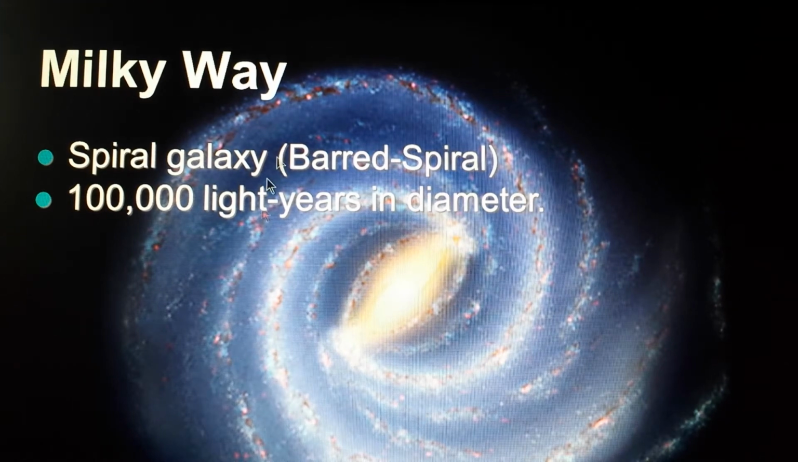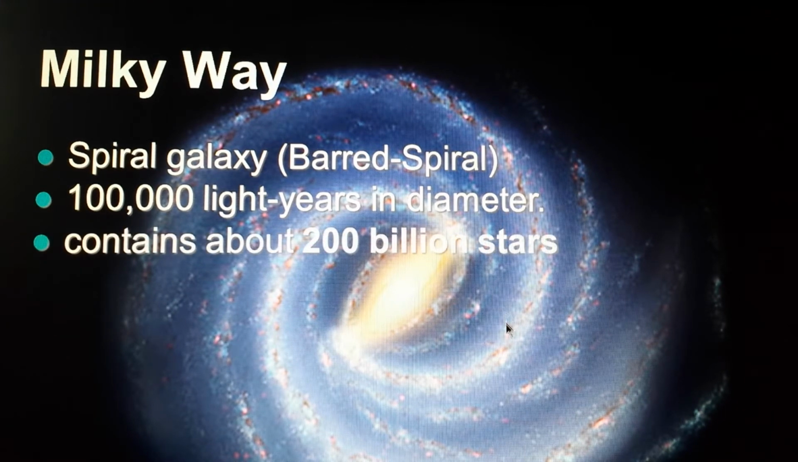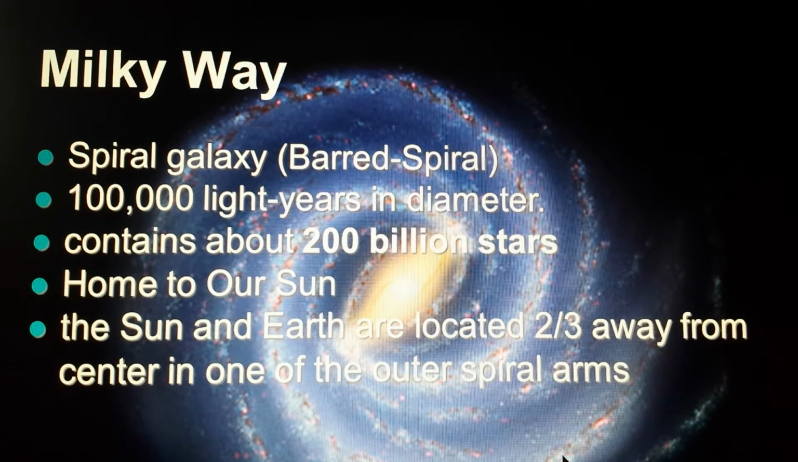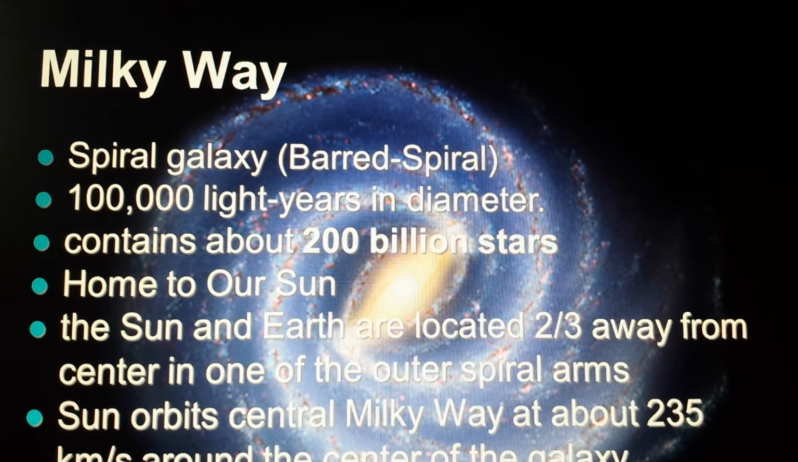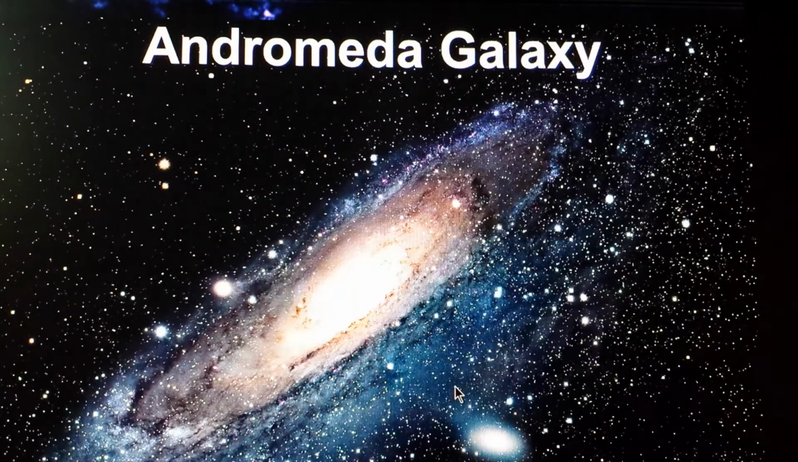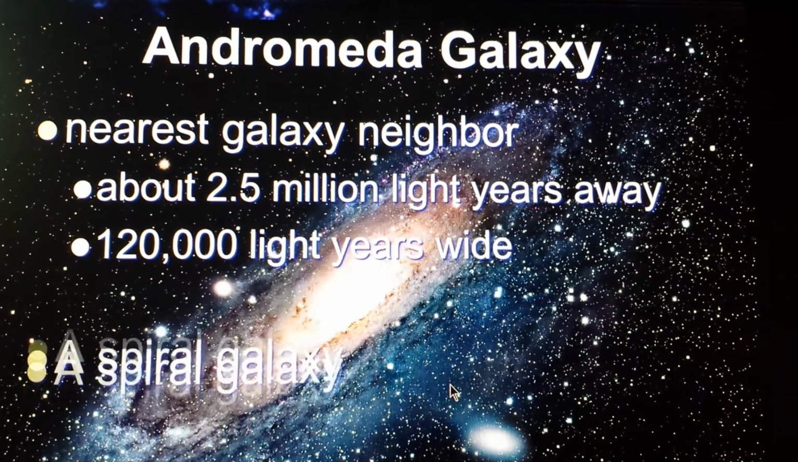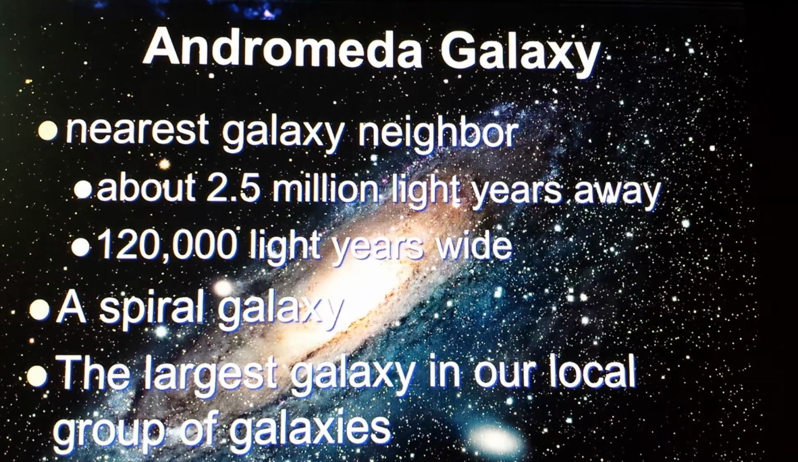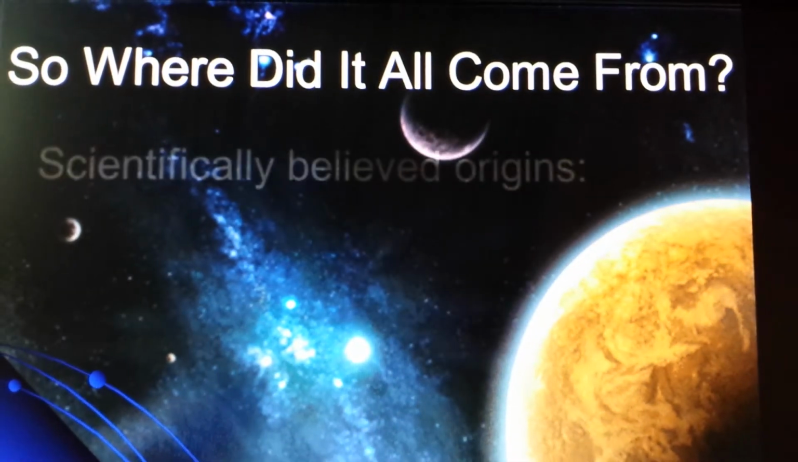A couple of things about our galaxy: it's spiral shape, 100,000 light years in diameter, 200 billion stars, home to our sun. We're about 2/3 away from the center. And we orbit the Milky Way at about 235 kilometers per second. Here's the Andromeda Galaxy, which is another spiral galaxy. That one is 2.5 million light years away. So in other words, the nearest galaxy takes 2.5 million years for light to get to us. So that's pretty incredible in terms of the amount of distance that is. Largest galaxy in our area.